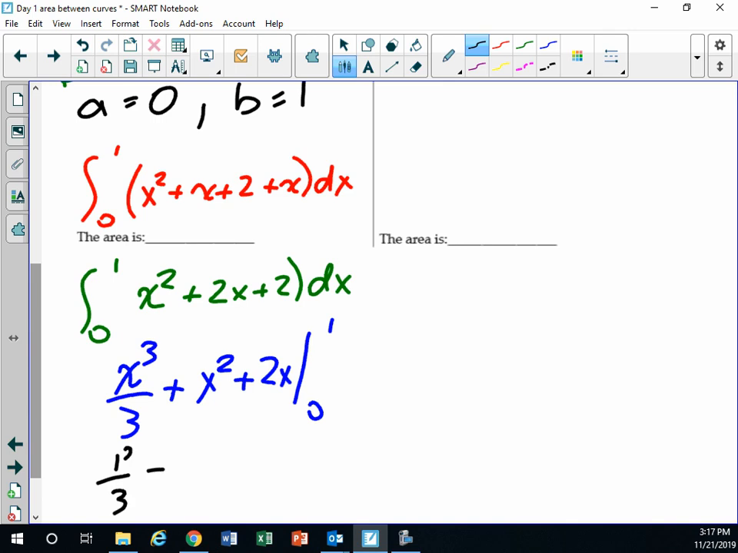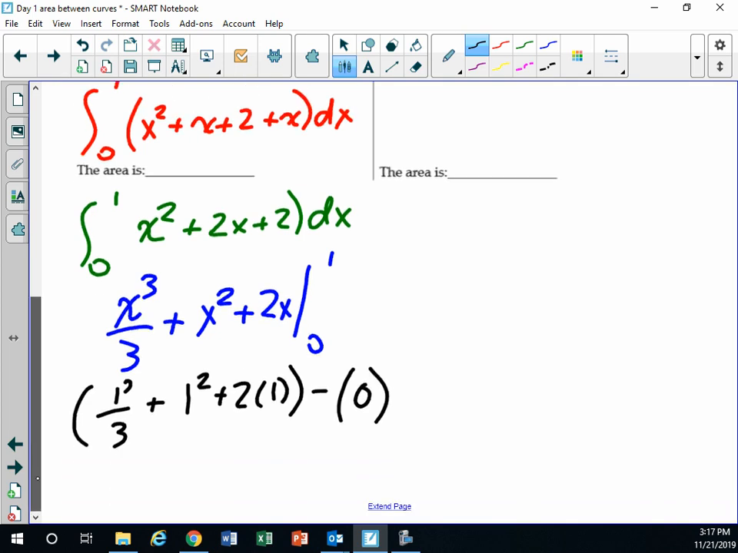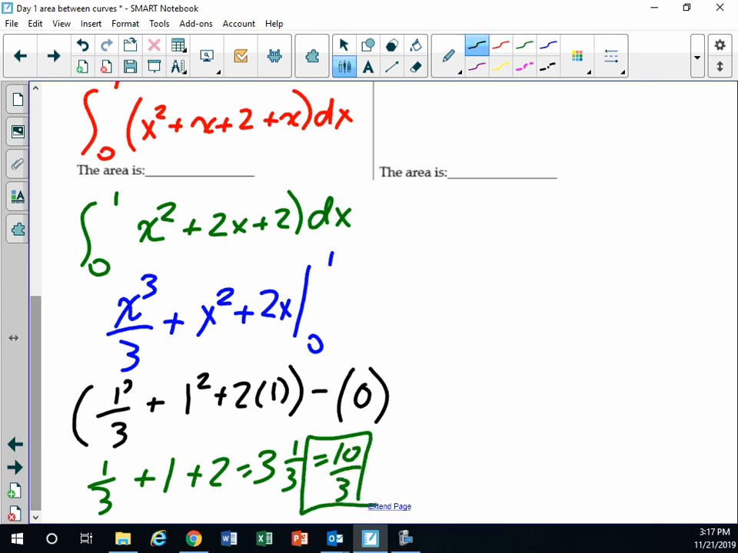1 cubed over 3 plus 1 squared plus 2 times 1, minus literally 0 because all of those are going to be 0. So that's going to give you 1/3 plus 1 plus 2, 3 and 1/3 or 10/3. There's my area. My area is 10/3.